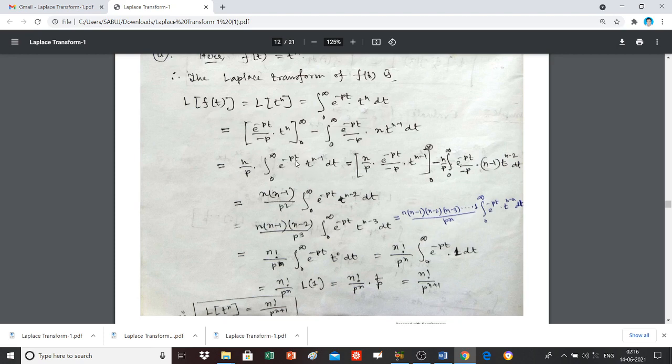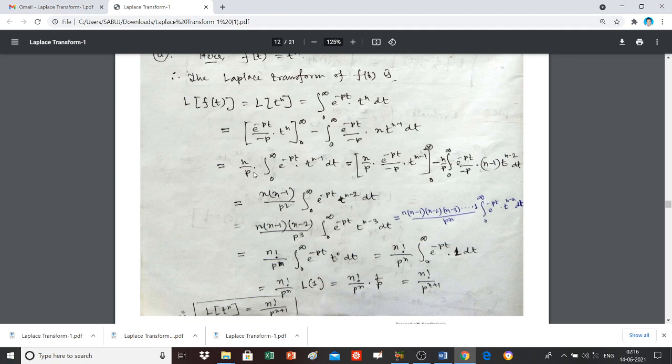0 to infinity e to the power minus pt, t to the power n minus 1. In this case, it was n. Here n is decreased by 1. Here n is decreased by 2. Also, for the next line, n should be decreased by another one. So for the next line, this n is here, this n minus 1 is here. Now n should be decreased by another one. That is n minus 2.